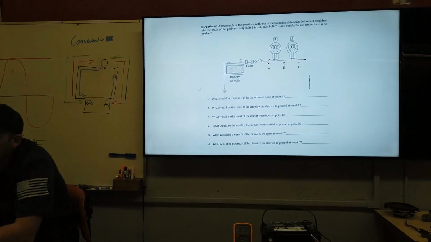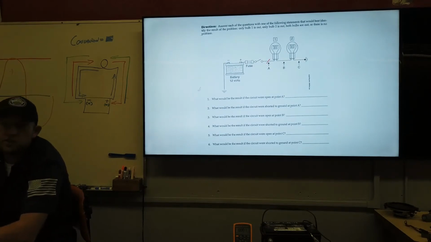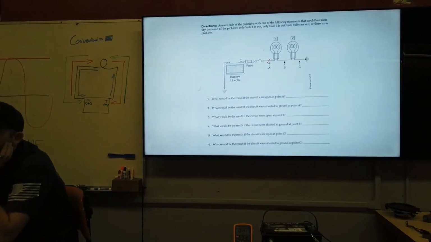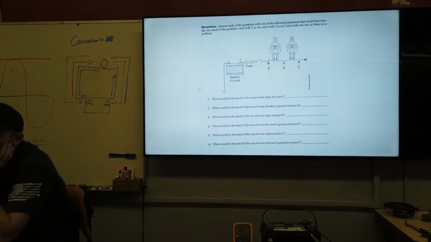So if we had a break in the circuit here at A, all of these bulbs just need power and ground to be able to light. And so if I had a break at A and I had an open circuit where it was broke, would this bulb have power and ground? And the answer is no. It would have no power, but it still would have a path to ground. So this one has no power, but it has ground. This one has no power as well, but it has ground. So then in this case, both bulbs are out.